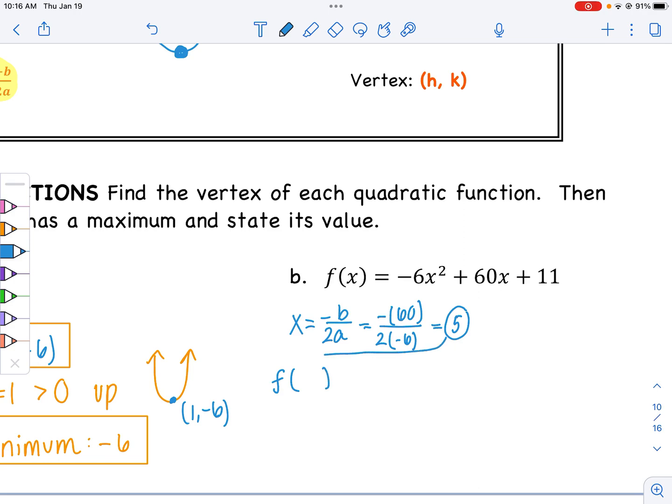To find the y value, we want to plug that in as our input into our function. Again, you have a graphing calculator, so these numbers are going to get a little big, but that's okay. If you plug in 5, you should get out 161 as the y value. So your vertex, the place where it changes shape, is (5, 161).